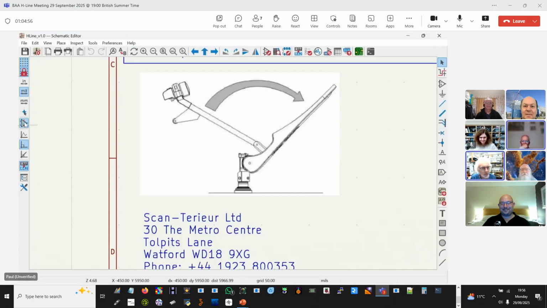Okay. I don't know. How do I know I've shared this? Can you see? Yeah, we can see it. Oh, you can. Okay. Scan Terrier Limited, 30, the Metro Centre, Talbot's Lane.